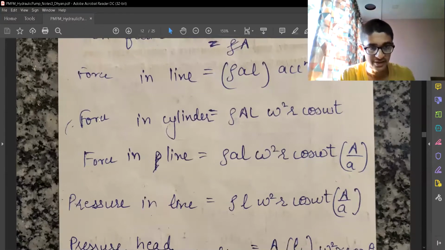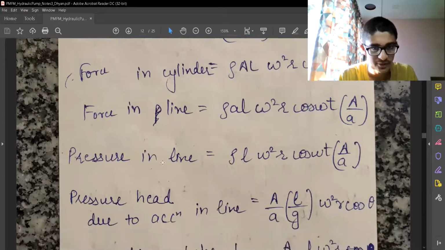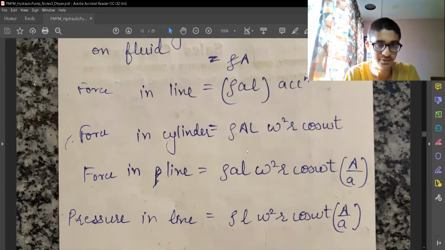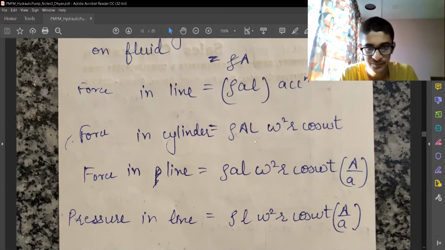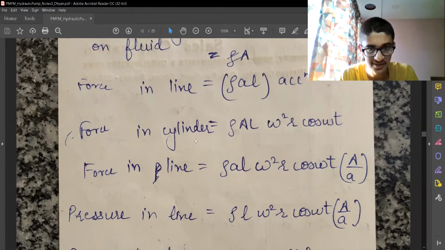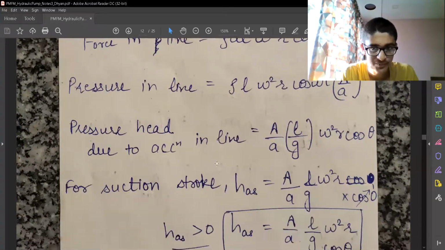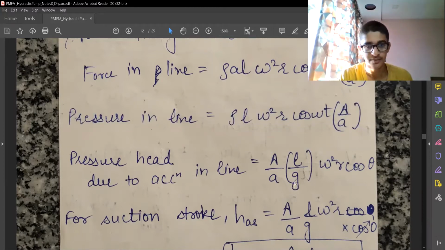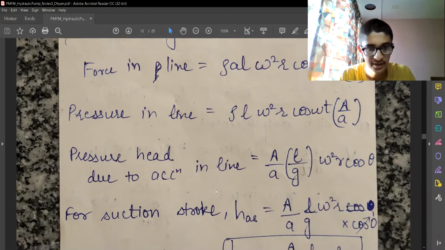So we have the expressions for force in the cylinder and the pipe. To find the expressions for pressure, we divide the force by the area. So we have divided by small a and capital A in the line and cylinder expressions to get the pressure. So we have the expression for pressure in the line, and the expression for pressure head due to acceleration in the line is this. So that's all we have for that.